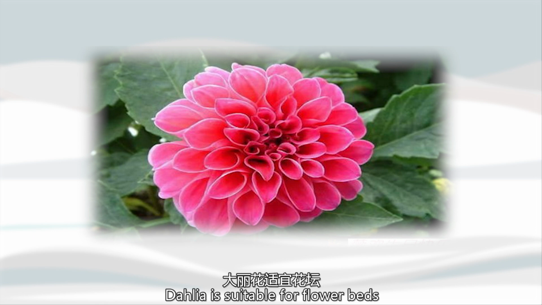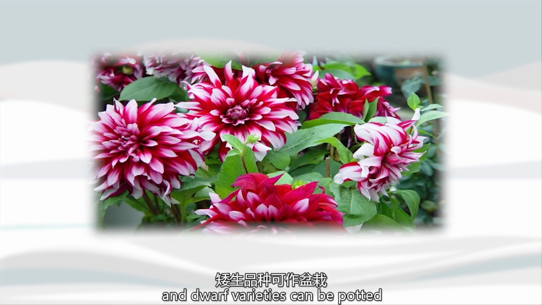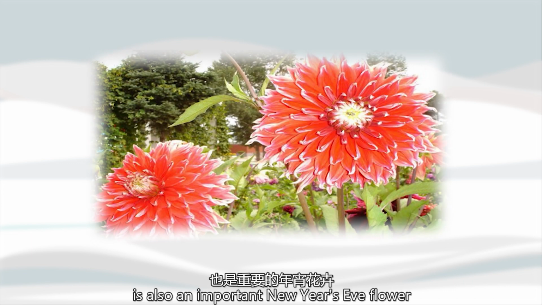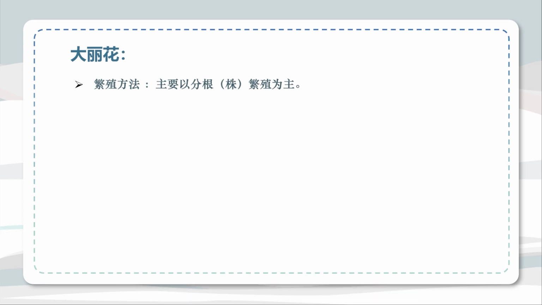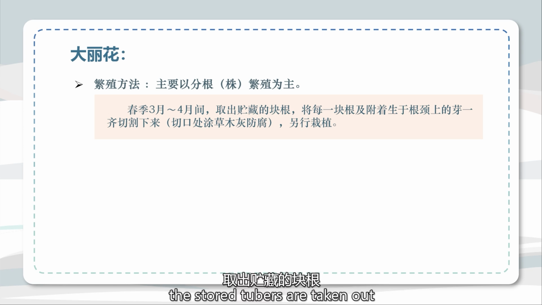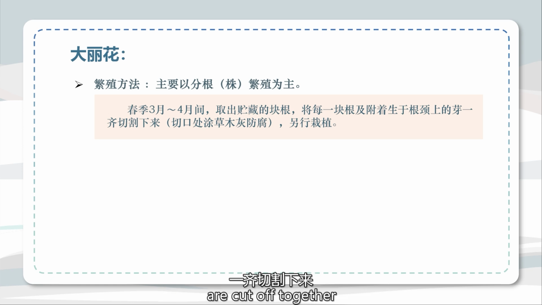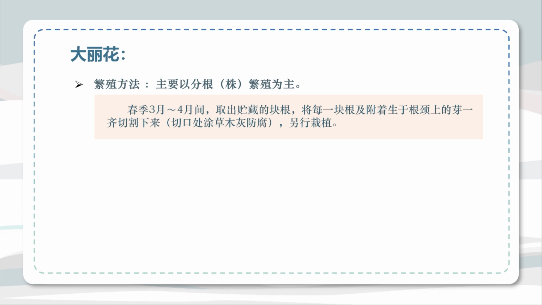Dahlia is suitable for flower beds, flower borders, and cluster planting, and dwarf varieties can be potted. Using flower control techniques to bloom in winter, it is also an important New Year's Eve flower, mainly propagated by dividing roots. During the spring months of March to April, the stored tubers are taken out, and each tuber and the buds attached to the root neck are cut off together. The cut is coated with plant ash for preservation and planted separately.